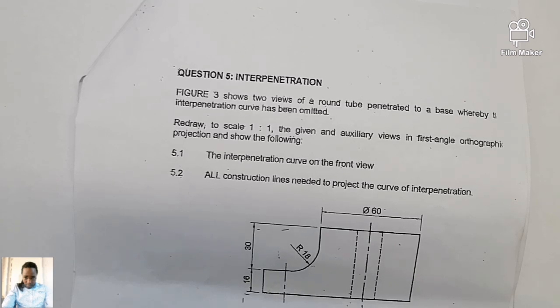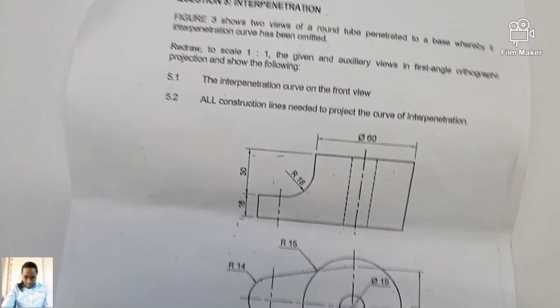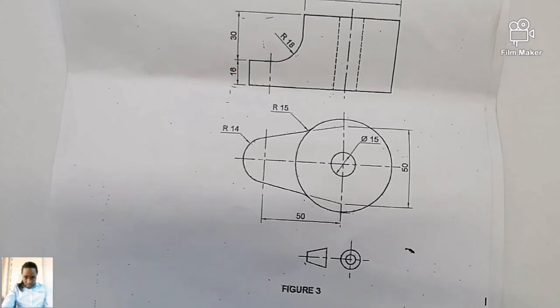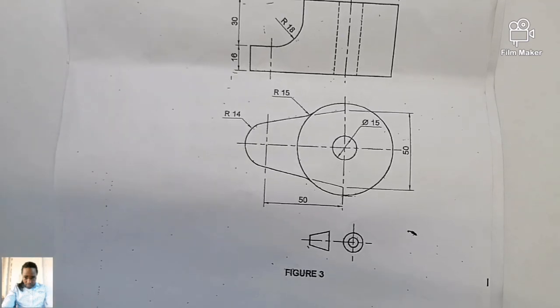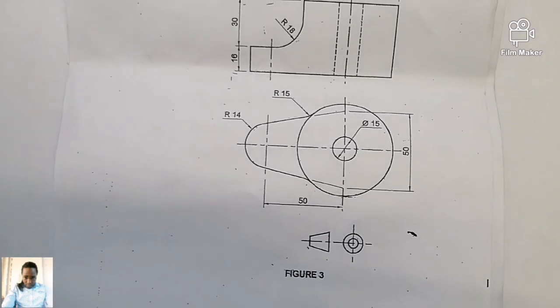Number 5.2, show all the constructional lines needed to project the curve of interpenetration. They are necessary. How much is this paying? Unfortunately, the marks were cut. Most of the time it normally pays 10, not 10, this is not screw threads, it pays 15 or 16 somewhere there. The very first thing you have to do is draw the top view, which they said is an auxiliary view. So let's go.